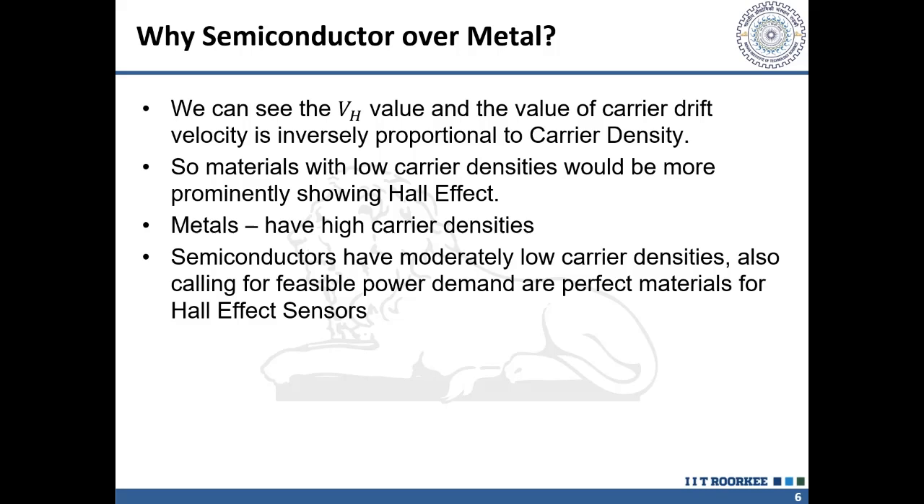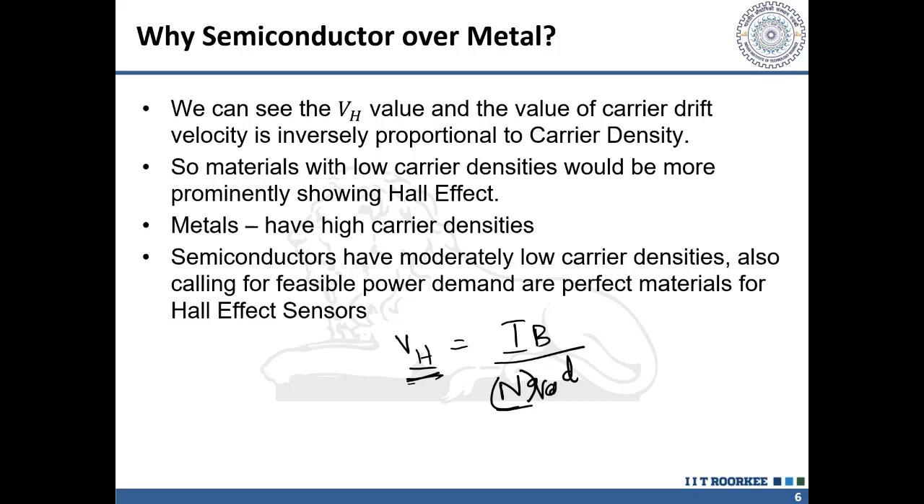Why semiconductor over metal? So we can see the Hall voltage VH is inversely proportional to the carrier density. I write VH as I B by n q d, and you can see n is inversely proportional to VH. So materials with low carrier densities would show the Hall effect more prominently. The value of the Hall voltage would be greater where the carrier concentration is very low.